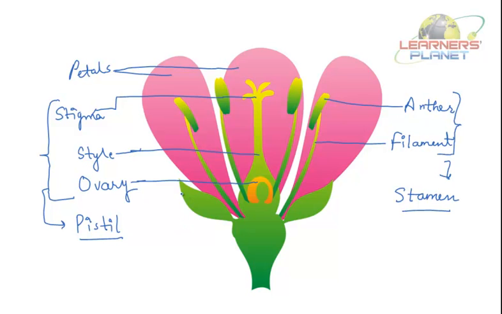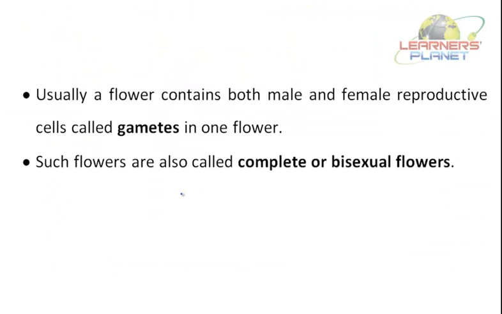Right, students? Usually a flower contains both male and female reproductive cells called gametes in one flower, and such flowers are also called complete or bisexual flowers. Complete flowers contain both male and female organs, or they are termed bisexual because they consist of both the sexes, male and female.